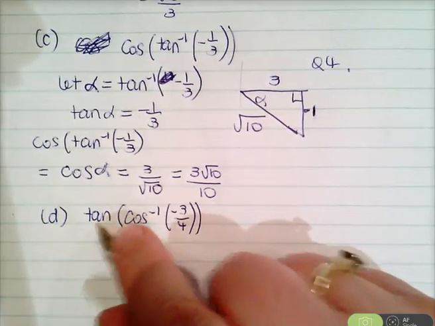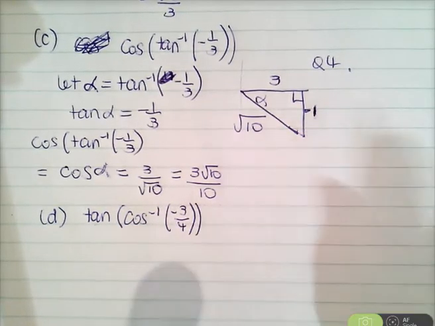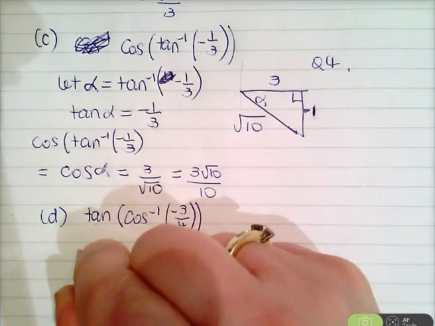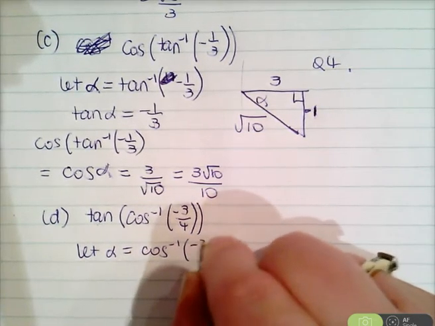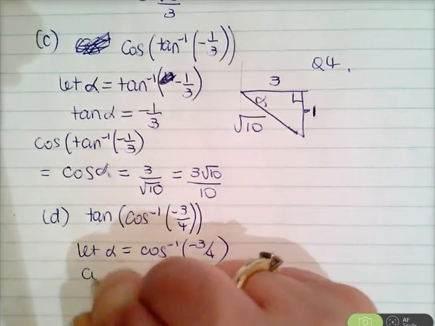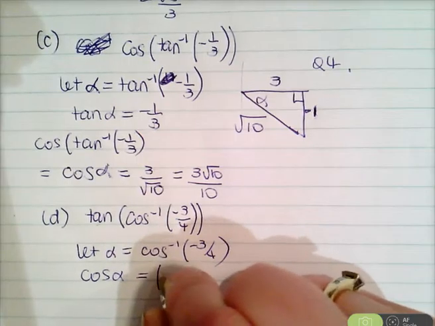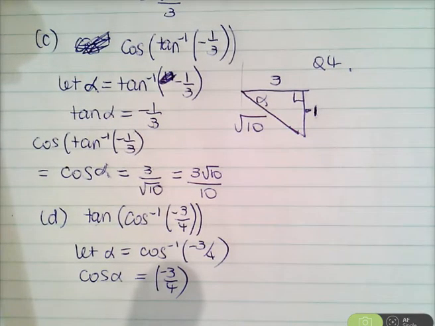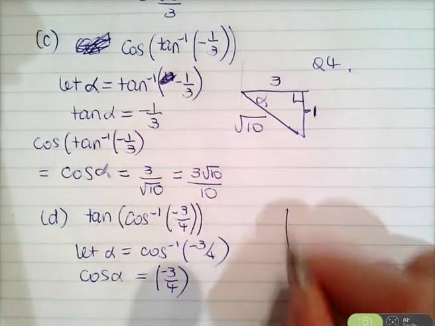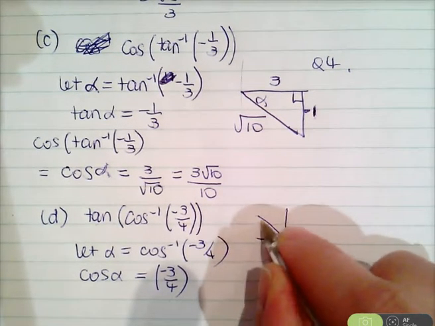So finding the tan of cos to the minus 1 of negative 3/4, again we're going to let alpha equal cos to the minus 1 of negative 3/4, which means that the cos of alpha equals -3/4. Now, we've got to work out what quadrant we're in. Now, cos is positive in quadrants 1 and 4, so it has to be quadrant 2, okay?